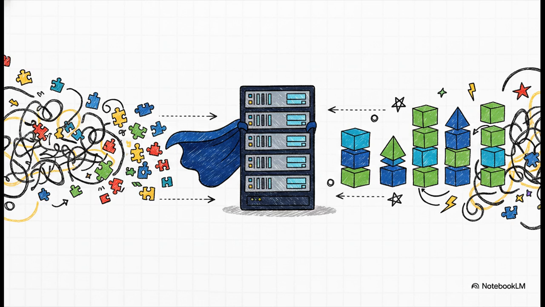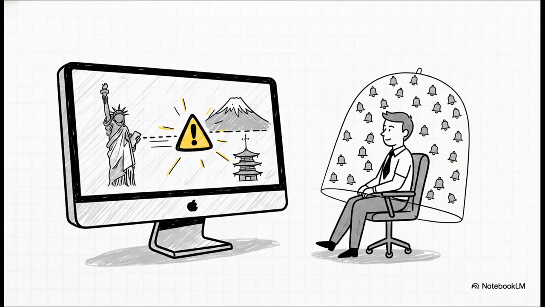The solution is the SIEM, or Security Information and Event Management System. This piece of software is the absolute hero of the Security Operations Center. A SIEM takes all those thousands of chaotic CCTV feeds and acts as your brilliant automated assistant. First, it aggregates all those disparate logs into a single pane of glass.